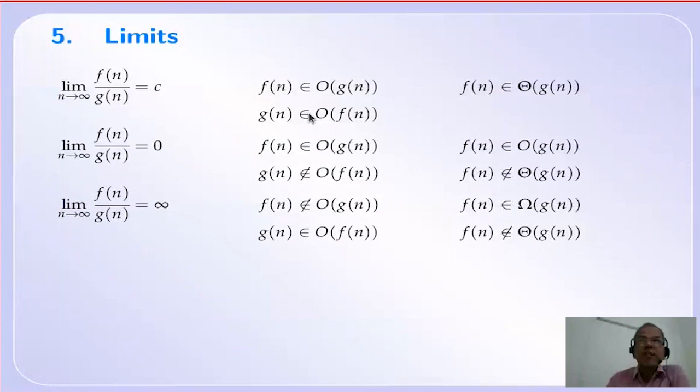Okay. These asymptotic upper bound, asymptotic lower bound, asymptotic tight bound may also be expressed in terms of limits. Suppose, consider this. The limit of f of n over g of n is equal to 0 as n tends to infinity. Which one grows faster, f of n or g of n? If the limit is 0, f of n is growing, g of n is also growing, but in the limit it is 0. Which one is growing faster?